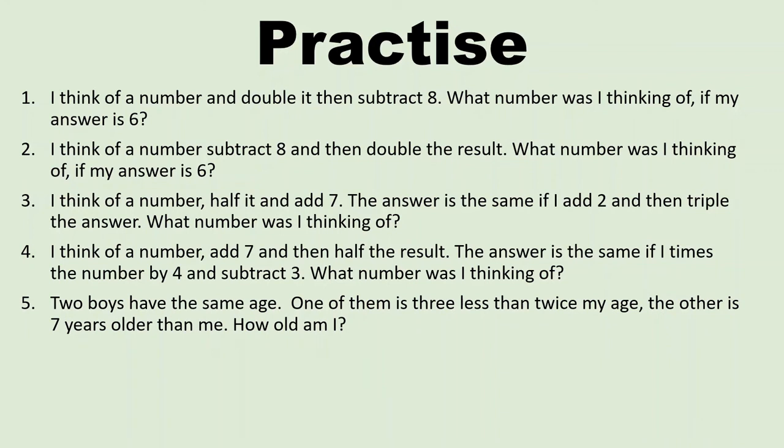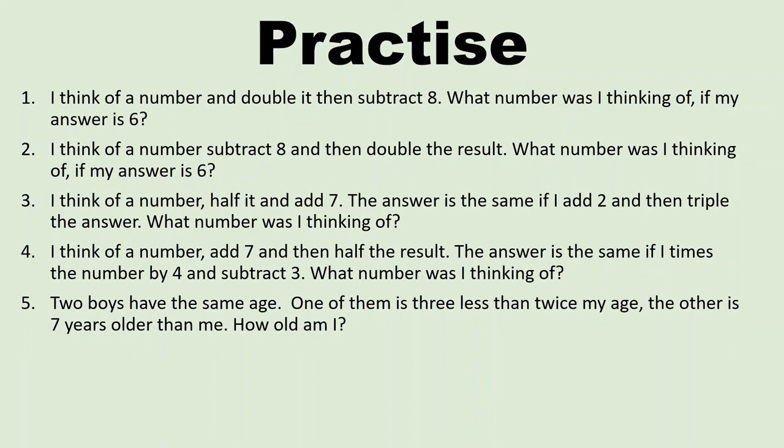Question 5, a more applied question this time. Two boys have the same age. Think about that before you even start. They have the same age, equal ages. One of them is 3 less than twice my age. Ooh, my age, where does that come in? The other is 7 older than me. How old am I? So again, you've got a two-sided equation here, and there's some unknown information.